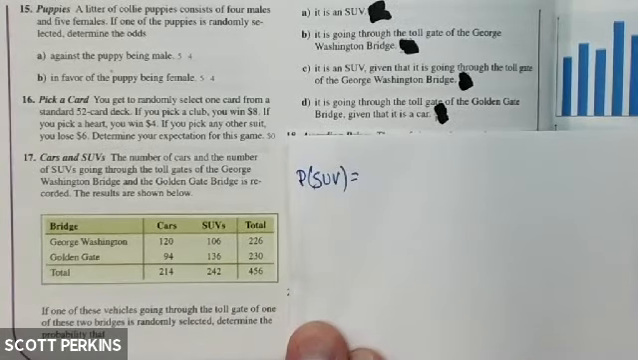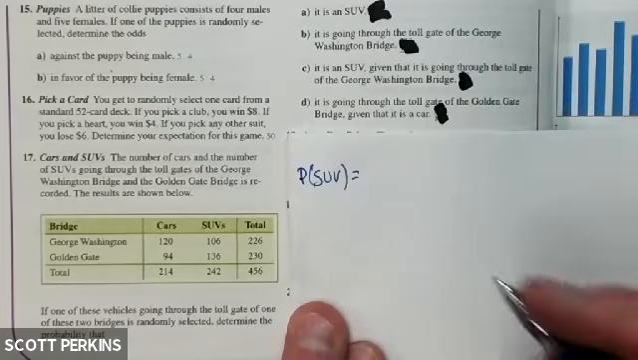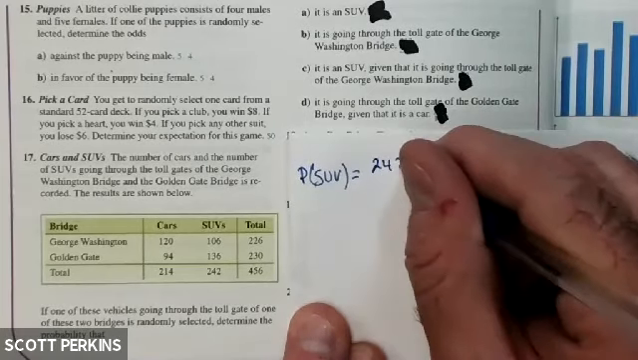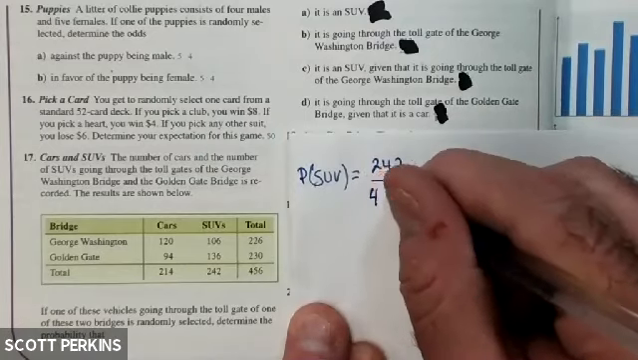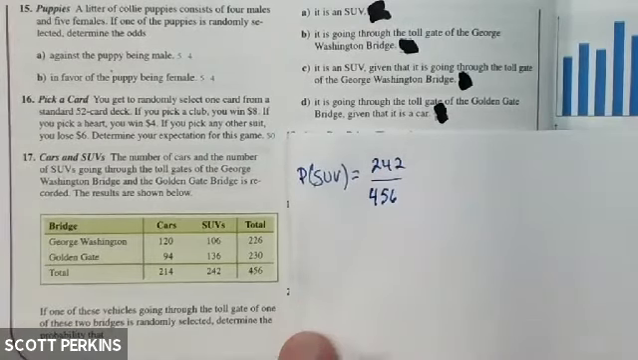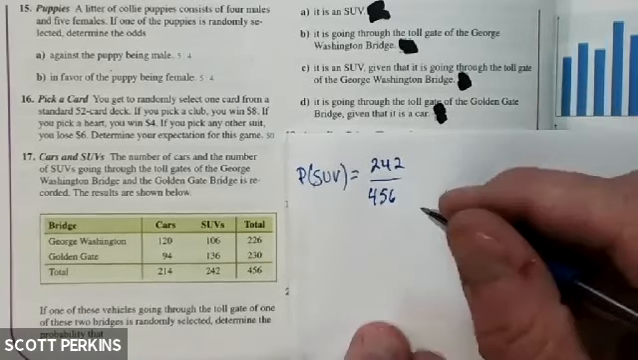How many SUVs are we talking about? 242 out of how many total vehicles? 456. Now you can reduce that if you want, but I'm going to go ahead with 242 divided by 456. And to 4 decimal places, that's 0.5307.